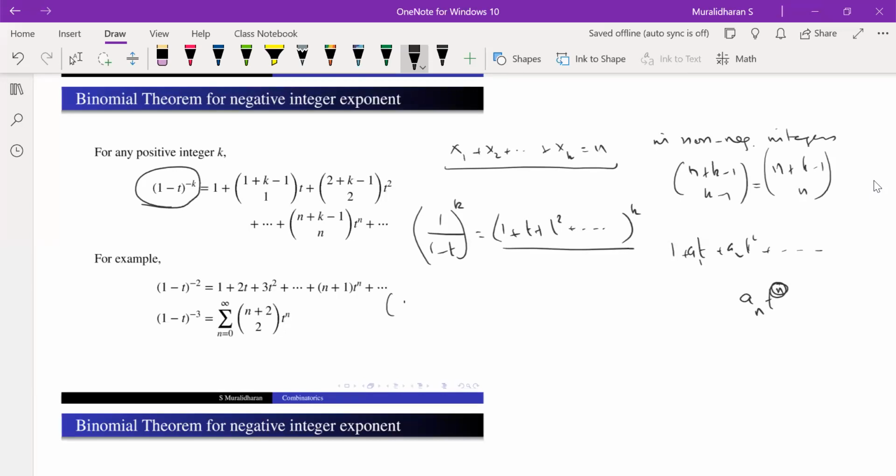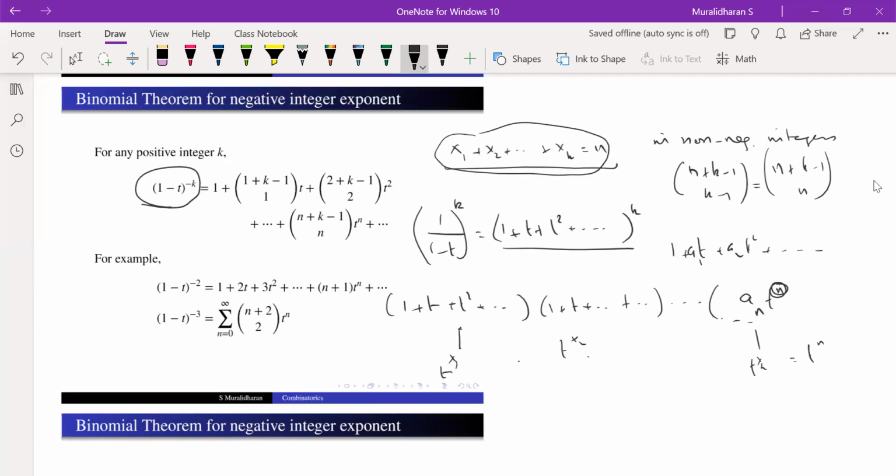When I have k factors here, 1 plus t plus t square, etc., and again 1 plus t plus extra t like this, and I have k factors here. So I could have chosen t power x1 from here, t power x2 from here, and similarly t power xk from here. If I just multiply that, I should get t power n. That would mean my x1 plus x2 plus up to xk must be equal to n. So that's the number of solutions of this. And note that each xi, this x1 can be any one of these powers. This is t power 0, so 0, 1, to any one of those powers. And similarly, this also could be 0.